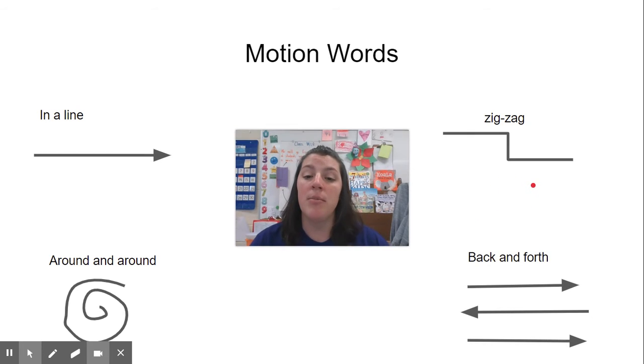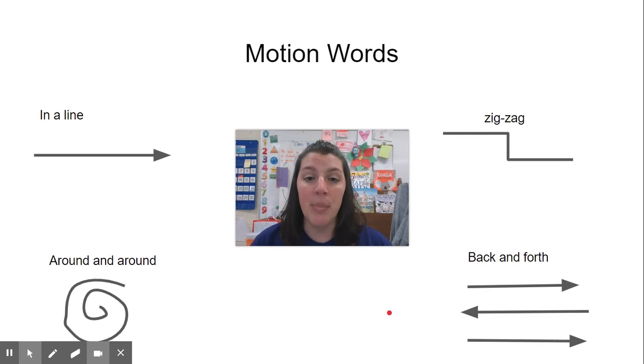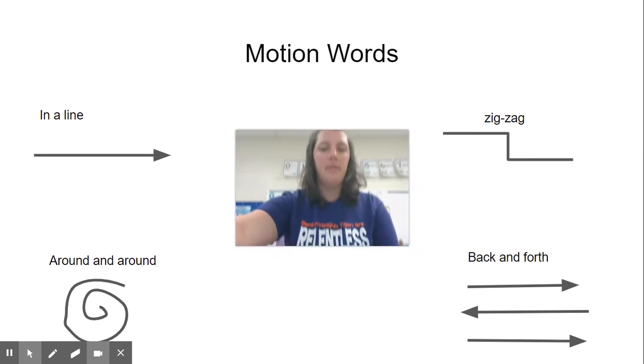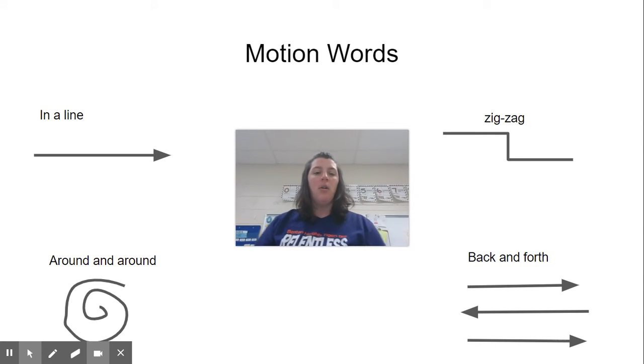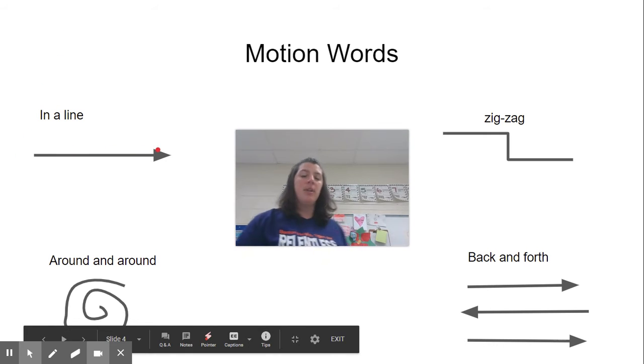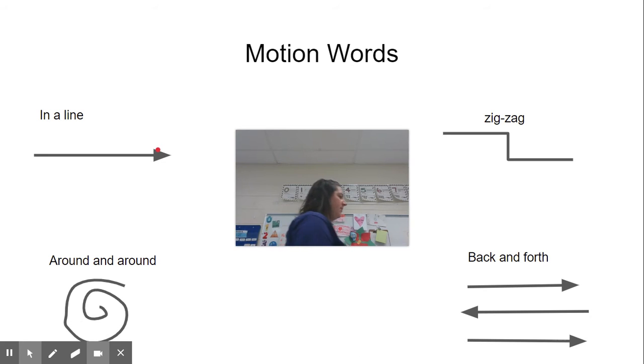Other words some people used were back and forth, like their top went one way and then it went the other way and back the first way. So let's move in some of these ways. Can you stand up? I'm going to stand up too. Okay, so the first word we talked about was in a line. So can you stand up and move in a line? Just a straight line. Very good.